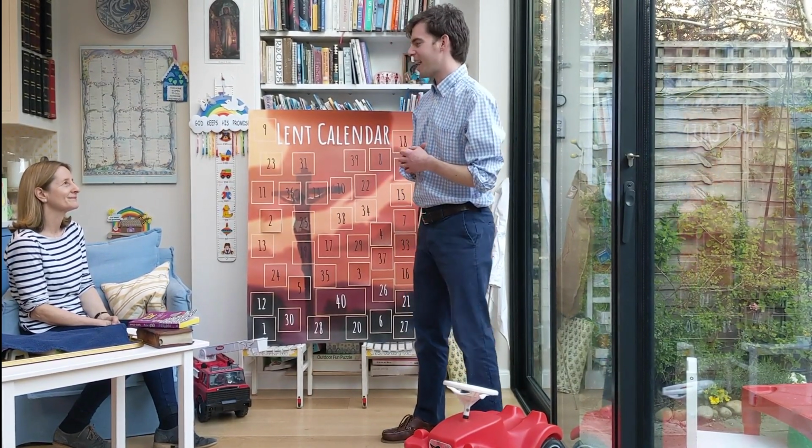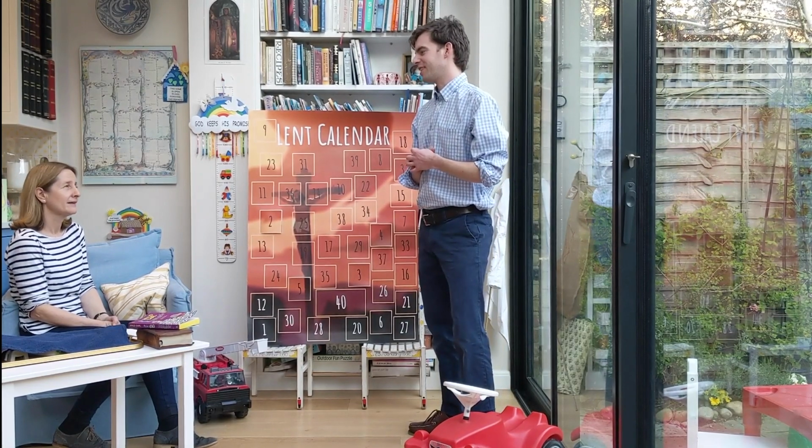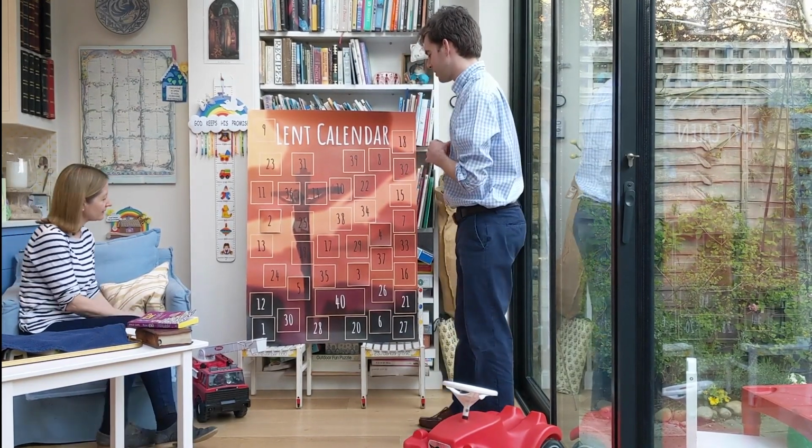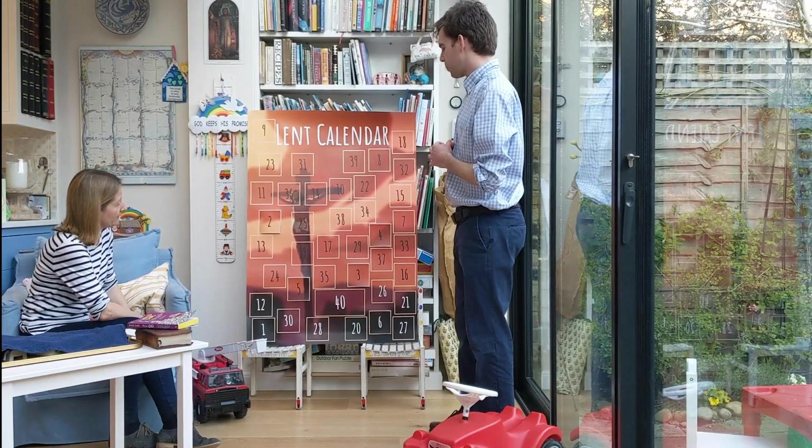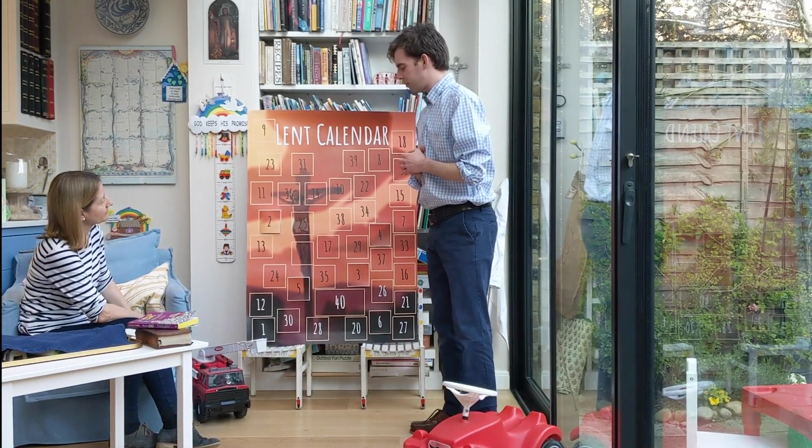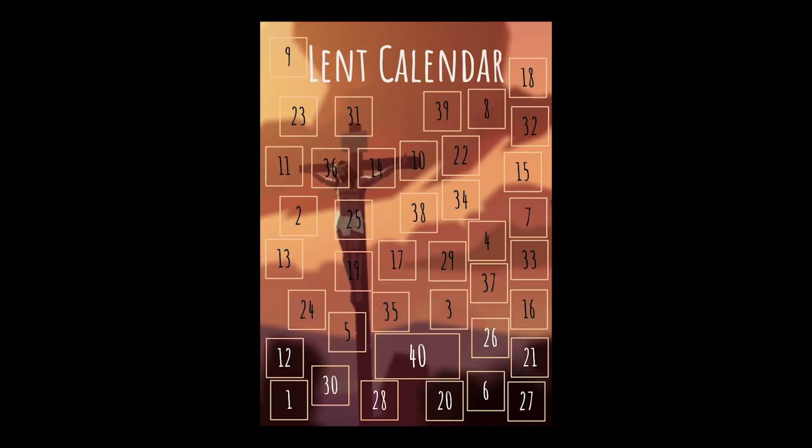Well, what's the holiday at the end of Lent, Julia? Easter. It's Easter, of course it is. And we've got 40 days that we remember. We're going to open 40 flaps in the run-up to Easter. Well, can you find box number one?